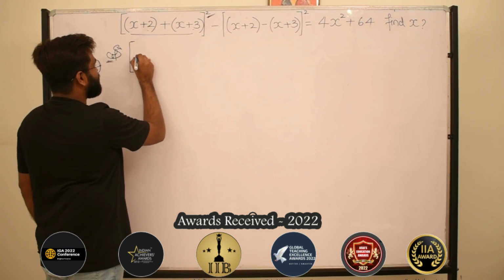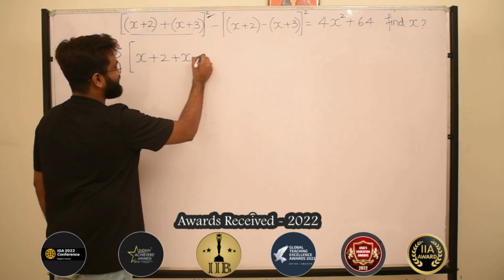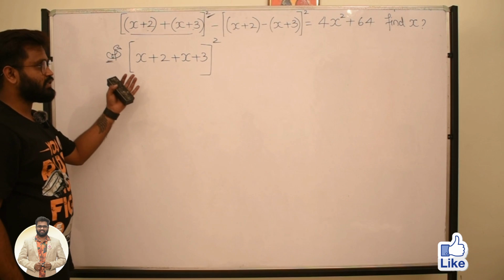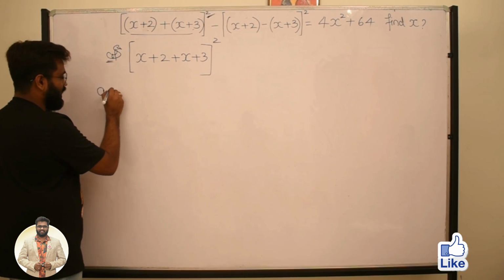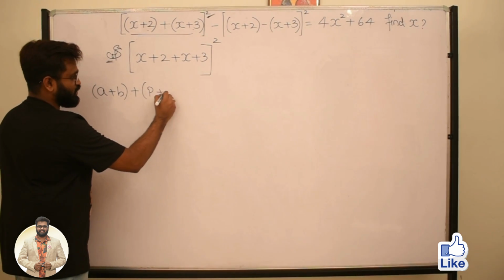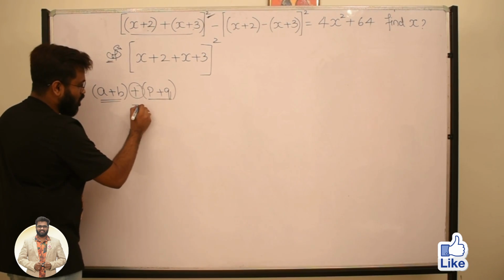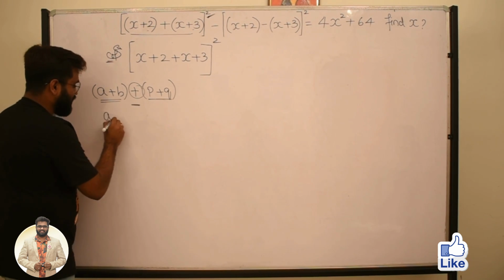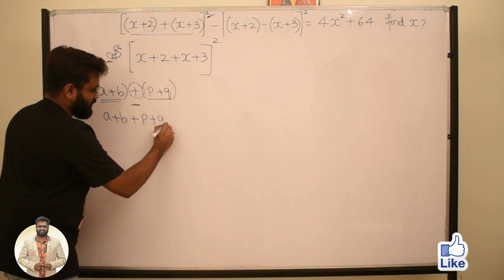To reduce this, (x + 2 + x + 3)². How did I get this? This is very simple. I will show you an example. a + b + p + q. Any relationship with addition or subtraction, when I remove the bracket, it can be easily written or derived something like this.